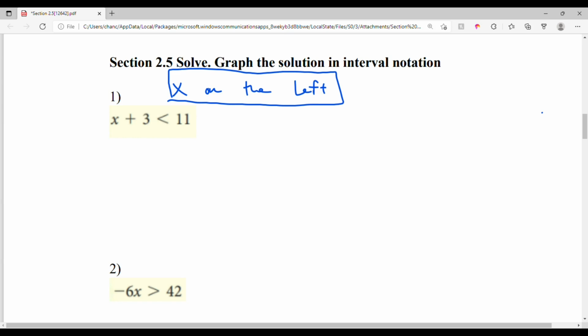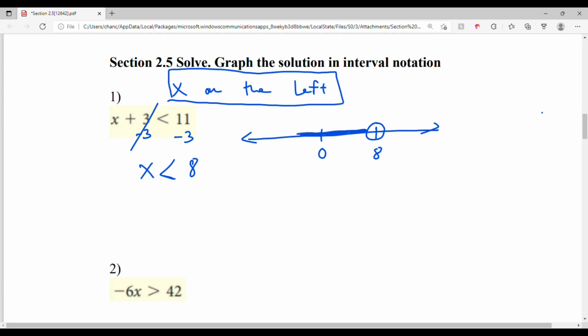We'll start by subtracting 3 from both sides of the inequality, and so x is less than 8. And now I can graph this on the number line. I'll start with the 0 in the middle. The 8 has got to be on the right. We'll have an open circle there because it's less than 8. And since we're looking for values that are less than 8, we'll shade to the left here.